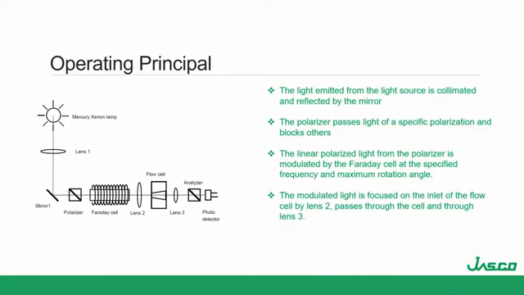The modulated light is focused on the inlet of the flow cell by lens 2 and passes through the cell and through lens 3. And then finally, the light passes through the analyzer and is detected by the photodetector.